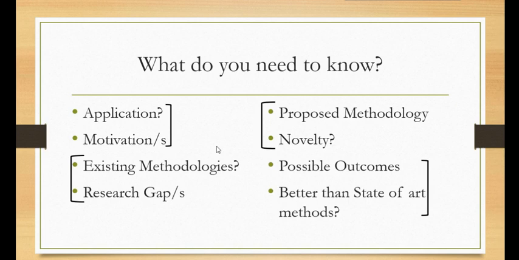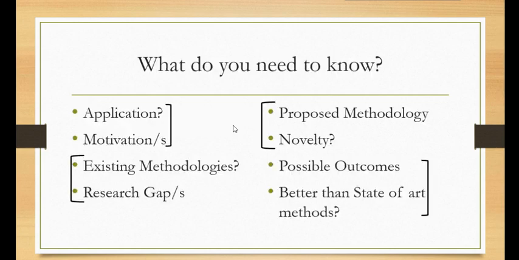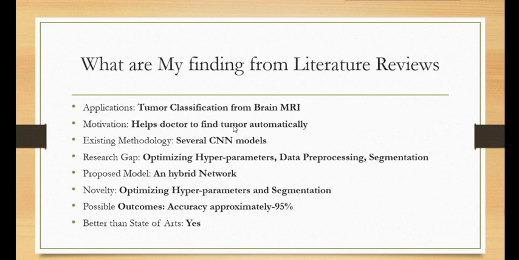So let's start with a sample example. Today I'm going to show a topic: a convolutional neural network algorithm for tumor classification from brain MRI. So from this, what we have, as I previously described, is required. Our application is tumor classification from brain MRI. What is the basic motivation? Its motivation is to help doctors find tumors automatically. If we find tumors automatically, then it will help the doctor.